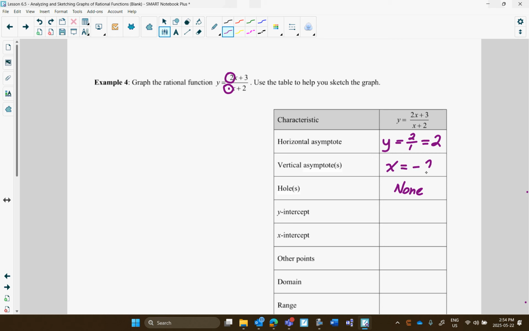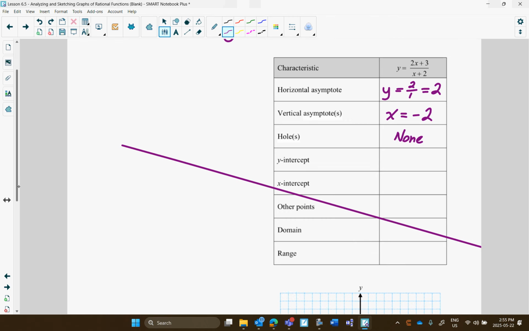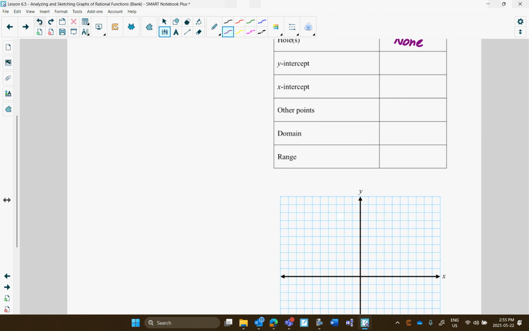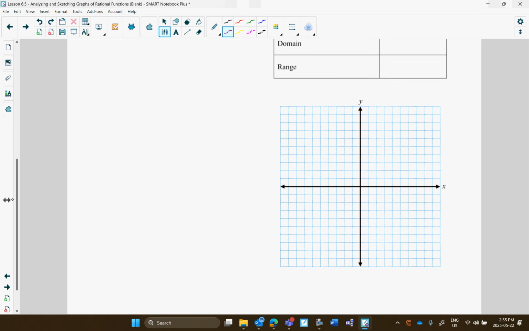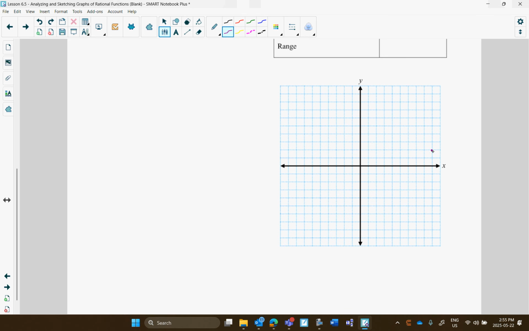So let's graph what we've got right now. So we got 2 and -2. So we know we're going to get curves and they're not going to touch these. Okay. Question is, we need some points.